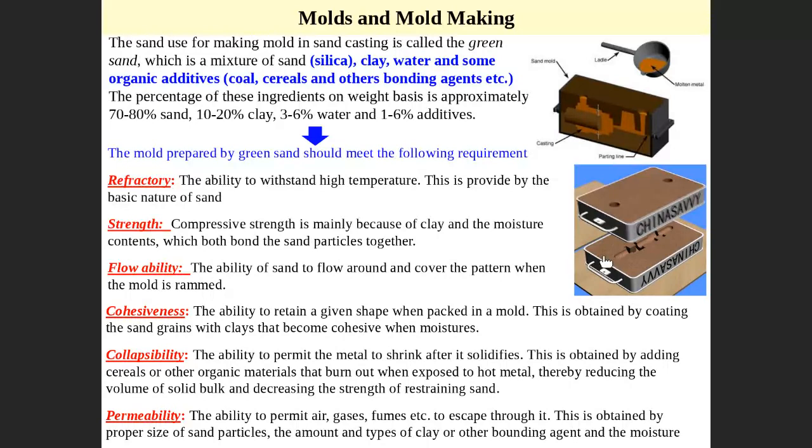Permeability is the ability to permit air to escape, not only from the vent, but also from between the particles. It means the particles allow gas to escape through. We usually use sand with different particle sizes, small and big, which makes cavities in between. Later, when you use it as a mold, these allow trapped gases to escape. Not only here, the area to evacuate the gases, but also between the particles. This helps release the gases and improves the quality of the cast. These are the properties the mold must have for a good quality cast.